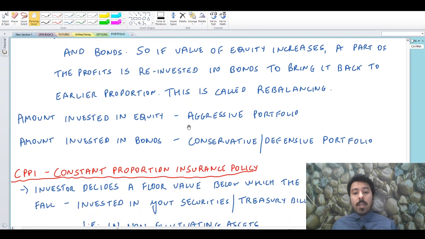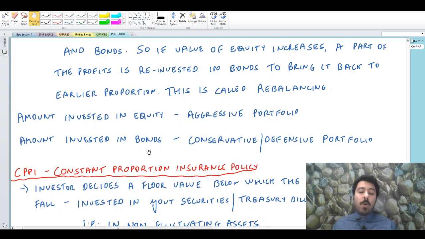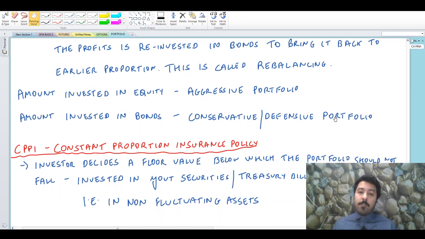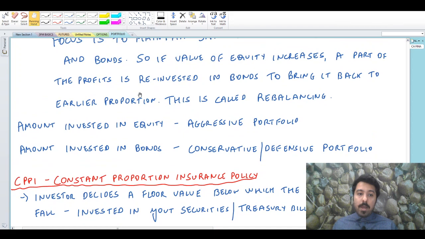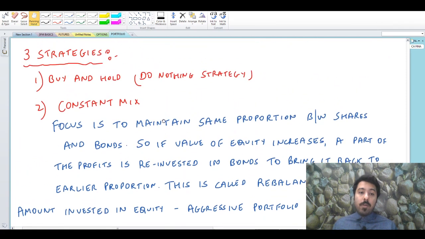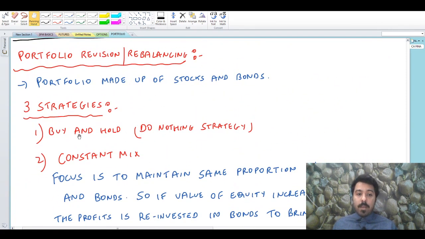Amount invested in equity is called aggressive portfolio. Amount invested in bonds is called defensive portfolio or conservative portfolio. And the profits reinvested in bonds to bring it back to the earlier proportion, this entire process is called rebalancing. Portfolio rebalancing and revision, that's what we are studying. First was buy and hold, second is constant mix, same ratio maintained.